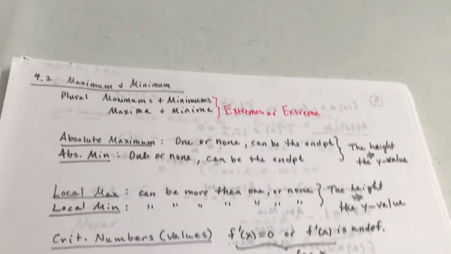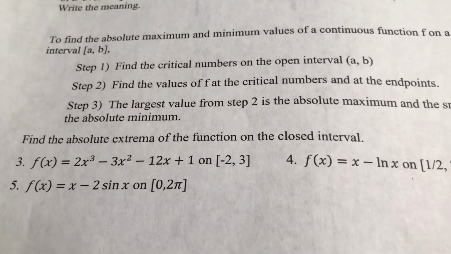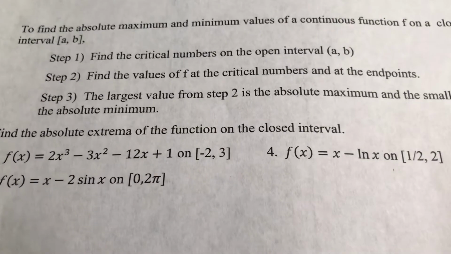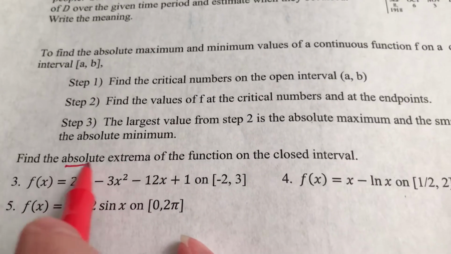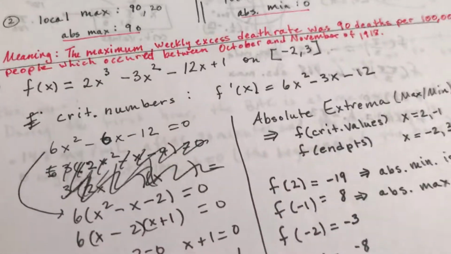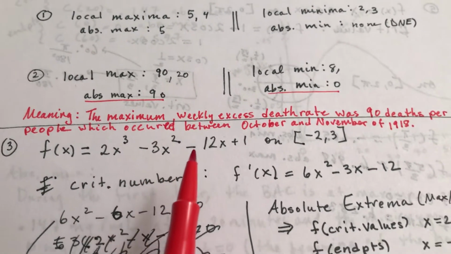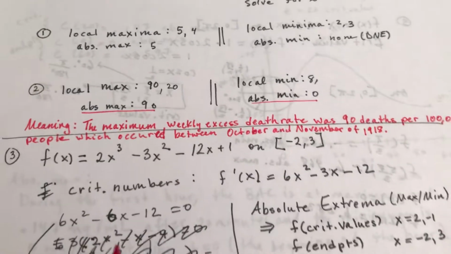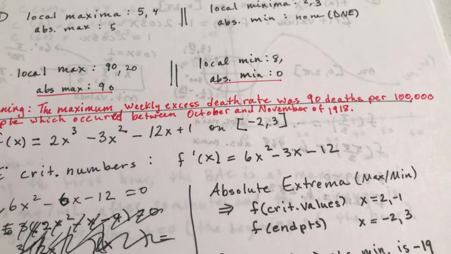Continuing 4.2. Let's look at number 3. Number 3 says, find the absolute extrema of the function on the closed interval. So real important here is absolute extrema. And notice that all of these are on closed intervals. So this first one, I'm looking at this function, f of x equals 2x to the third minus 3x squared minus 12x plus 1. It's a polynomial. Domain is all real numbers. Now they want you to just look at it between negative 2 and 3.